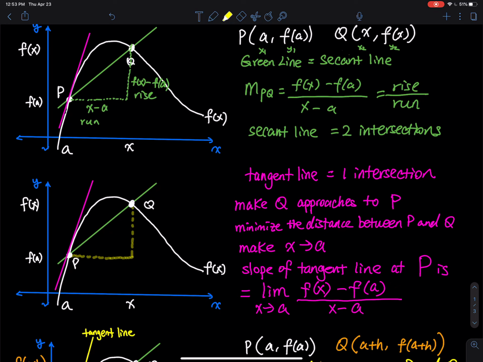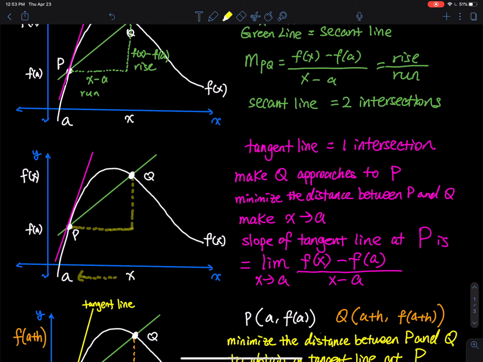All right, then what is the slope of the tangent line? Since you are trying to minimize the distance between P and Q and you want to let x approach a, when you write the slope again, you have f of x minus f of a on the top, no change, and the bottom, x minus a, looks like there is no change. However, you are trying to minimize the distance between them, so you have to let x approach a. So when x approaches a, that creates a problem.